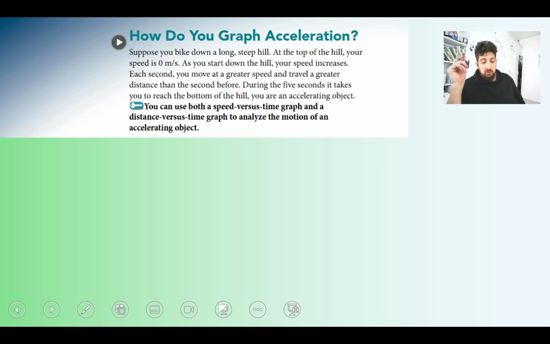Suppose you bike down a long, steep hill. At the top of the hill, your speed is zero. As you start down the hill, your speed increases. Each second you move at a greater speed and travel a greater distance than the second before. During the 5 seconds it takes you to reach the bottom of the hill, you are accelerating. You are an accelerating object. You can use both speed versus time graph and distance versus time graph to analyze the motion of an accelerating object.